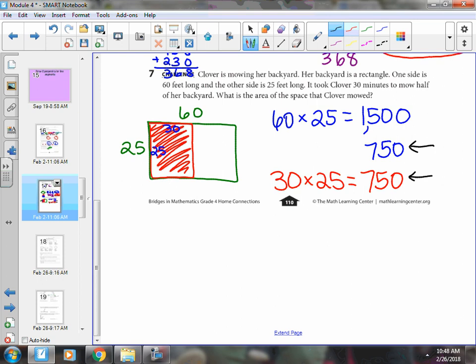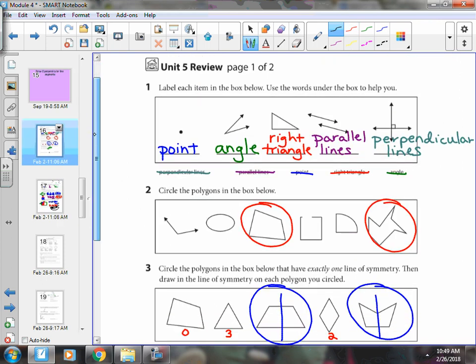When I say area, you say square area. Area. Square. And it's in feet, so we need to label it square feet. 750 square feet. Here are the answers for 109 and 110.